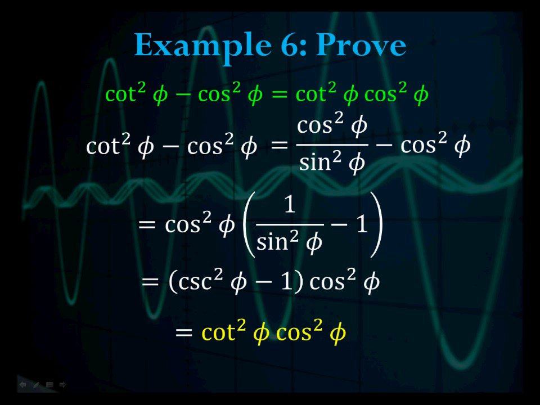So when you do these proofs, again, work on only one side of the equation and do what you can. You can factor, you can convert, you can rewrite. Do whatever it takes to get it to equal the thing on the right.